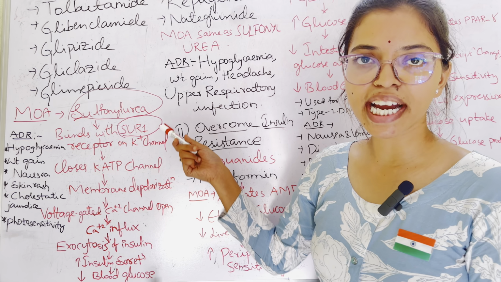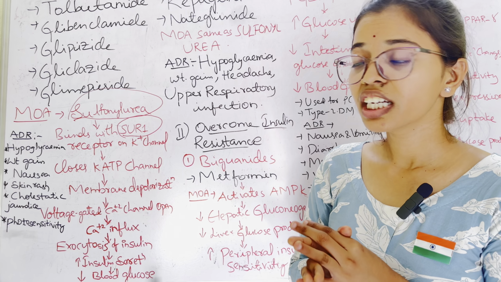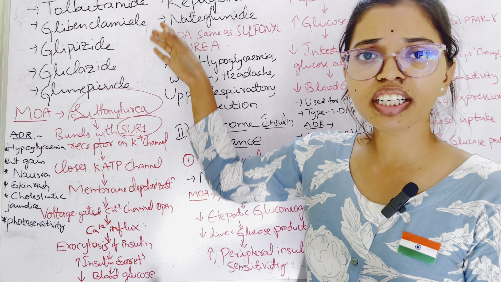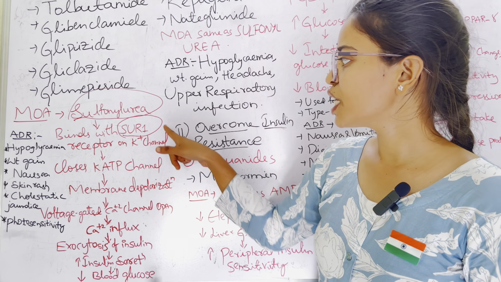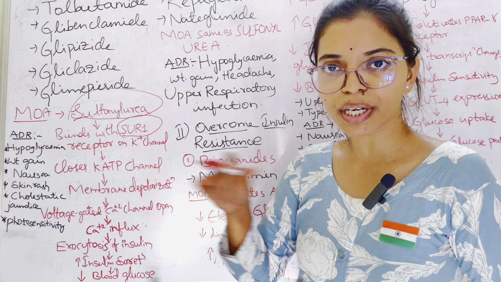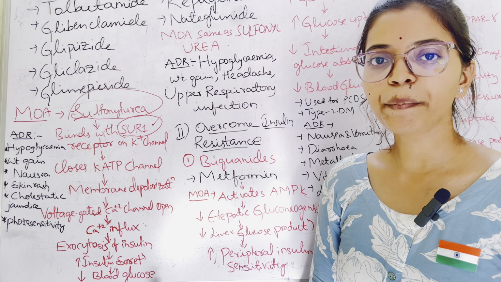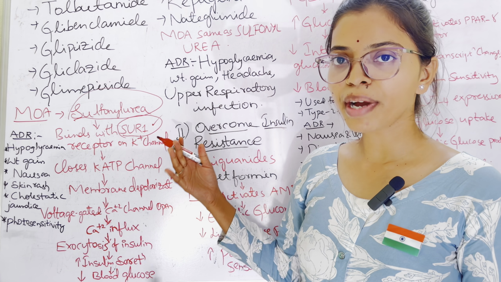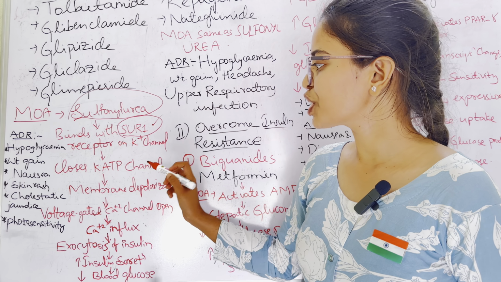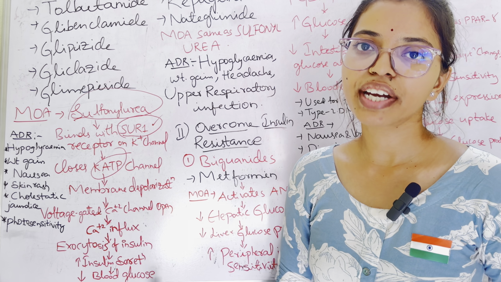The sulfonylurea binds with the SUR1 receptor on the potassium channel. Any drug from the sulfonylureas binds with the SUR1 receptor, which is present on the surface of the potassium channel on the beta cell. When the drug binds to the SUR1 receptor, it leads to the closure of the potassium ATP channel.